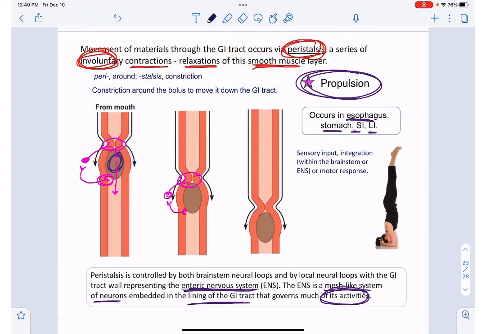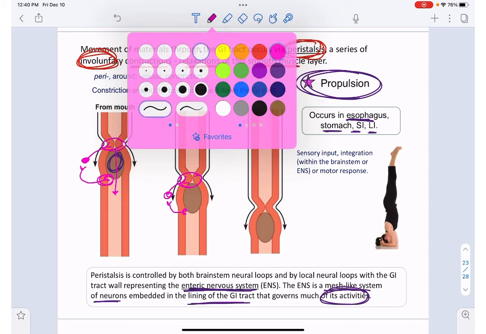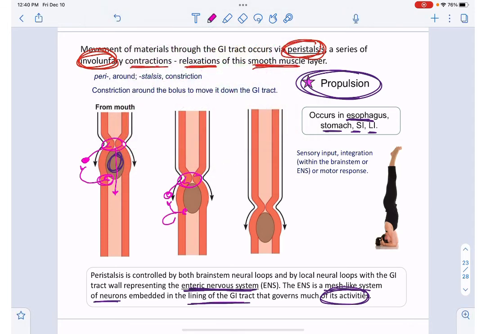And at the same time, these same neurons are acting back and activating motor neurons that are going to cause relaxation of smooth muscle in front of the bolus. So we're not only getting contraction in back of the bolus, but we're getting relaxation of the smooth muscle in front of it. And for the most part, this solely involves the enteric nervous system. All of these neurons that I'm talking about here are embedded in the wall of the GI tract. It doesn't need to go to the central nervous system for this to occur.